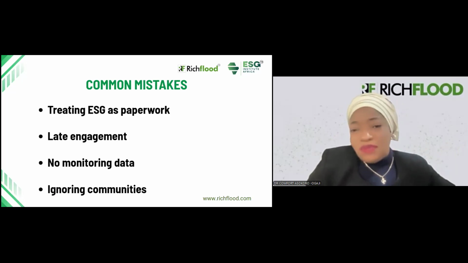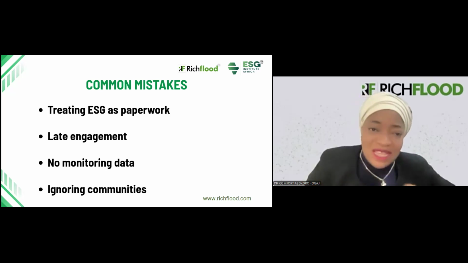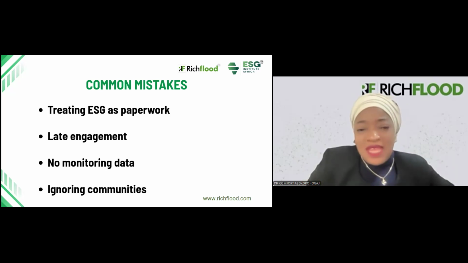And also, the common mistake we make is that we engage too late. Rich Flood, come and help us target this, come and help us develop an ESIA, that's Environmental and Social Impact Assessment. And when we get there, the project is halfway gone. That is a common mistake. Such projects are so hard to fund. We have to work hard to be able to establish some certain baseline environmental parameters of that environment before we can proceed.